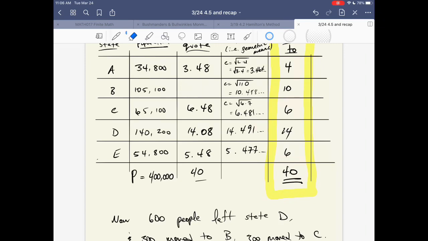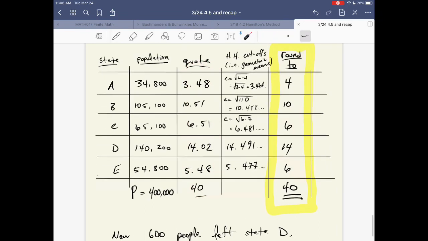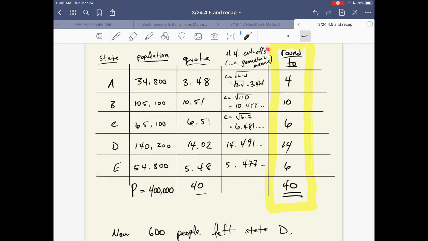So this one is going to change to 10.51. This one is going to change to 6.51. And this one's going to change to 14.02. Okay, nothing else will change in this quota column. All is still good, still adds up to the number of seats.